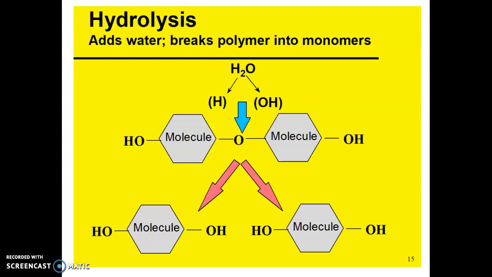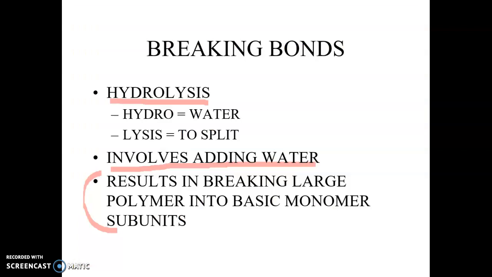It's what we call hydrolysis. It adds water and it breaks the big things down into smaller pieces. So remember, hydro means water, adds water. So that's picture B on your diagram. So draw a little arrow to the side and write that hydrolysis means water and to split, and it involves adding water, and it results in breaking large polymers into basic monomer subunits.